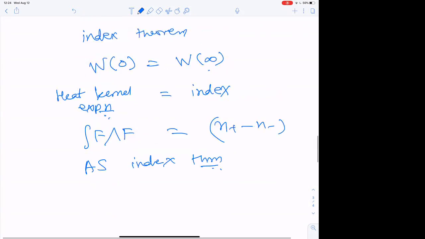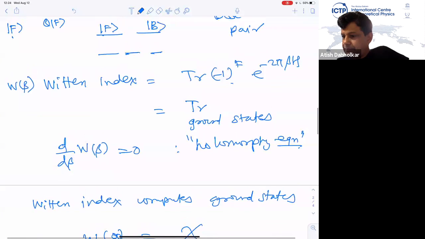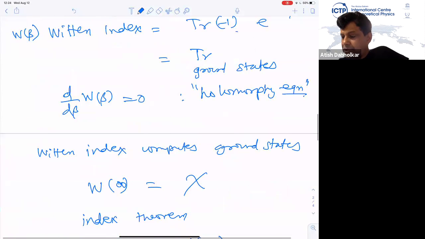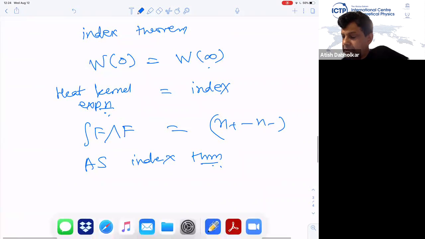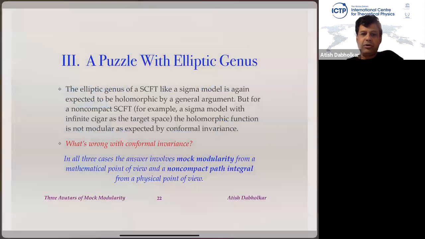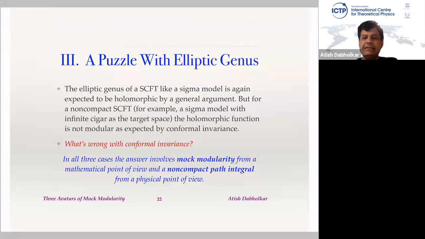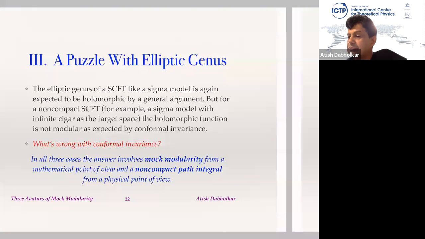So the main point is that by general arguments, this elliptic genus, which is like the right moving Witten index, is expected to be independent of the right moving temperature, or if you like, tau bar. Whereas generically you find that it is not so. So what is wrong?